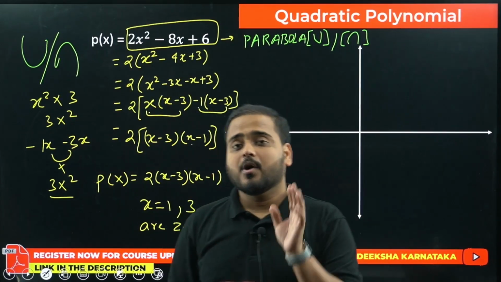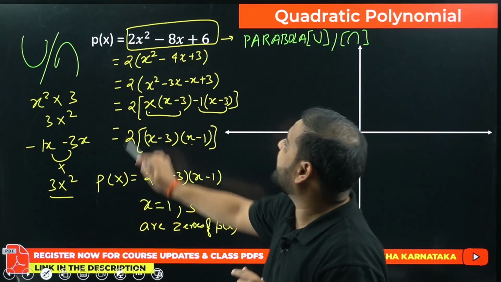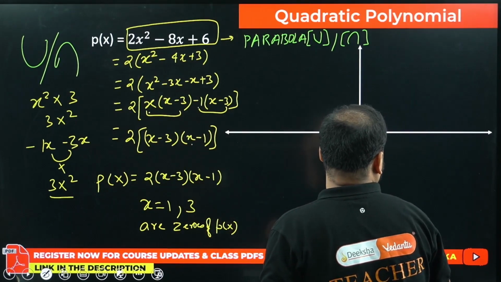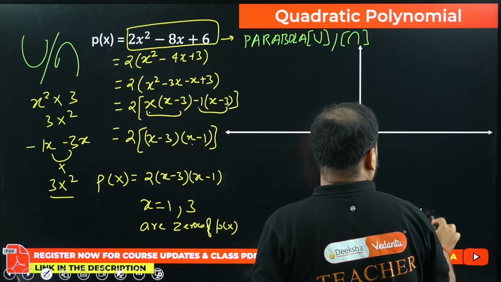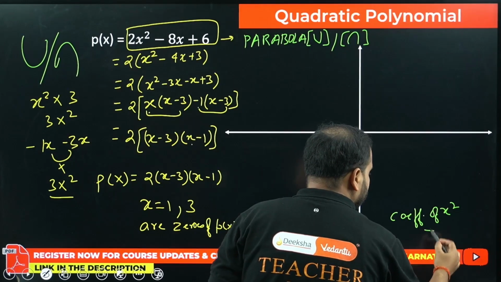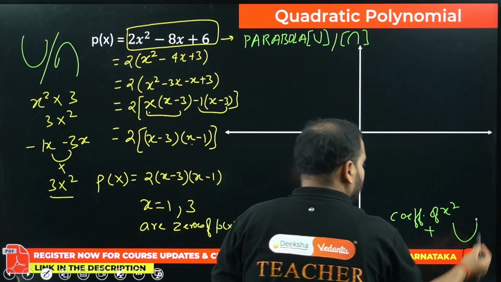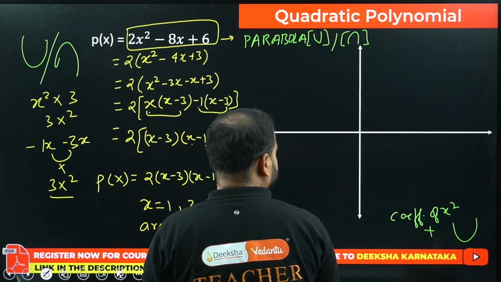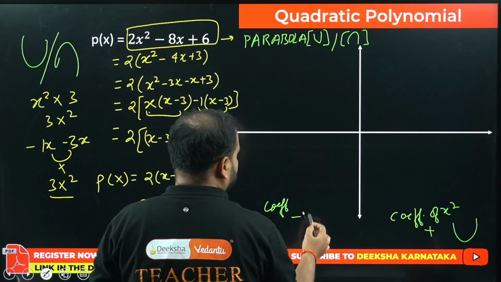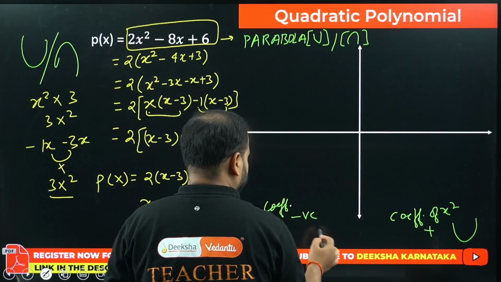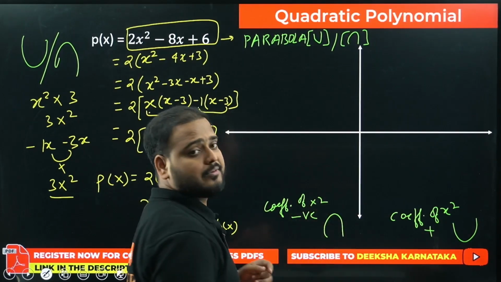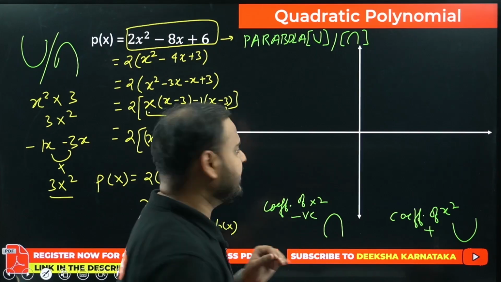Whenever I have the coefficient of x square positive, then it is a U curve. If the coefficient is negative, the coefficient of x square only, then we'll have an inverted U curve. Simple. This much you can understand and take it with you.